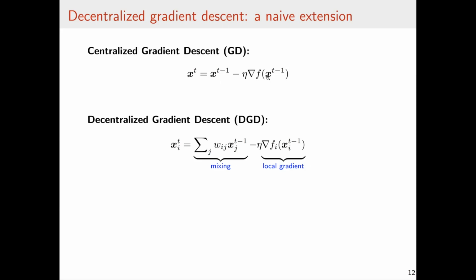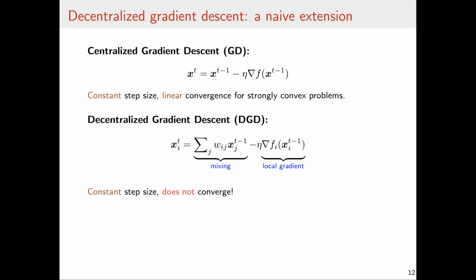And instead of updating the parameter along the direction of the global gradient, now we are going to update along the direction of the local gradient. So this is a naive extension of this centralized algorithm to the decentralized setting. Well, we know centralized gradient descent works very well when we use just a constant step size, especially for strongly convex problems, where we can achieve a linear rate of convergence. But on the other end, for this naive decentralized algorithm, if we insist on using a constant step size, the algorithm actually does not converge to the optimal solution.